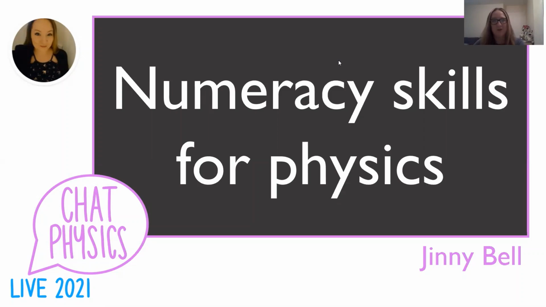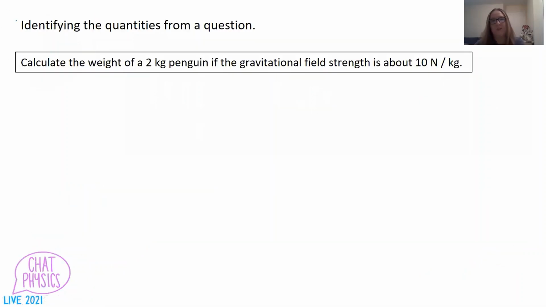Today I'm going to be talking to you about numeracy skills in physics and how we can support our students to understand the way in which equations work. So the first thing I'd like to talk about today is identifying quantities from a question.